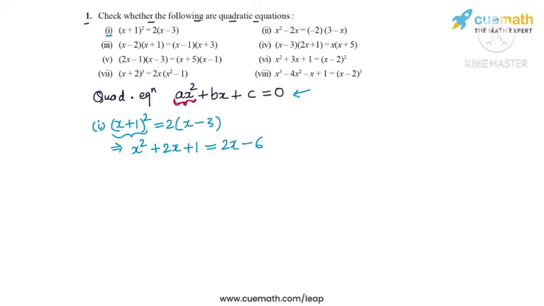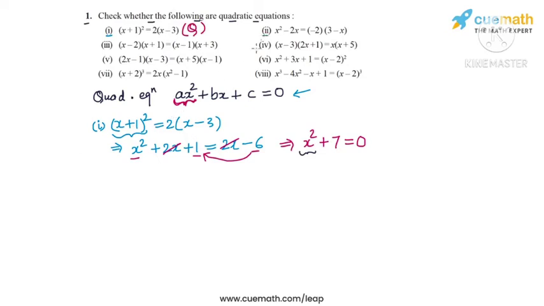And now the 2x terms on both sides cancel out, and we have x square, we have 1, and this minus 6 I can bring to the left side, and this will give me x square plus 7 equal to 0. So this equation is a quadratic equation because it has an x square term. So in the first part, the equation is a quadratic equation. So let's write it here. Part 1, we have a quadratic equation.